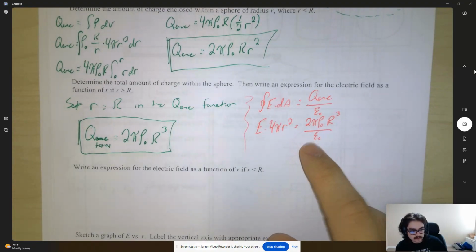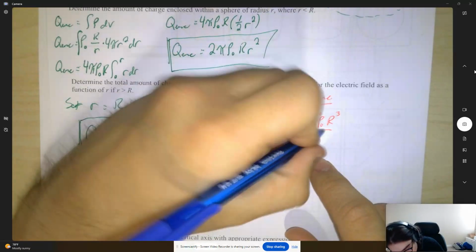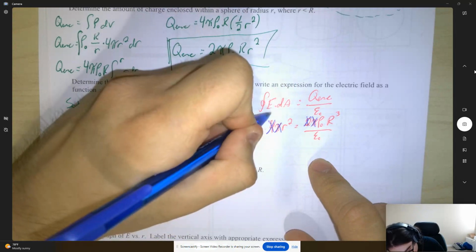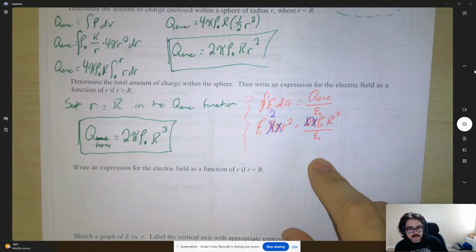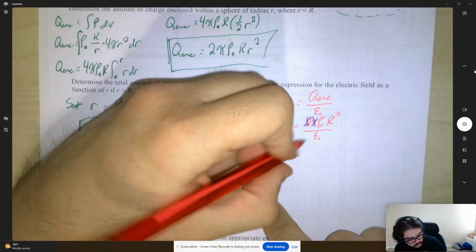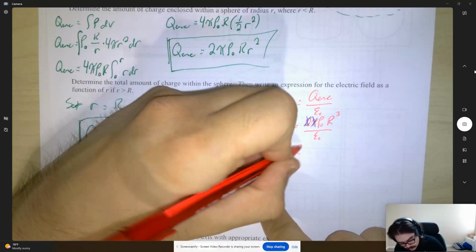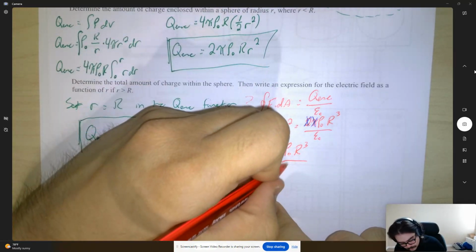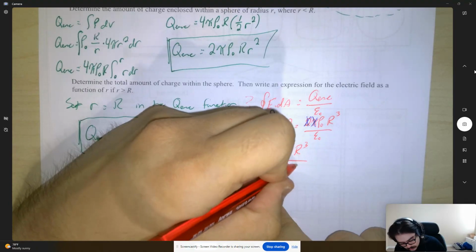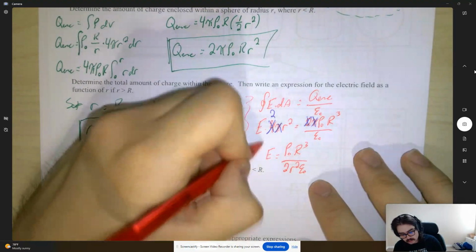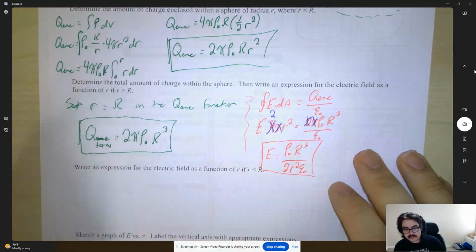And we can cancel out some stuff. The pi's cancel out, and we'll be left with a 2 on this side right here. And then when we divide it, we end up getting that the E field is equal to rho naught times r cubed over 2 little r squared times epsilon naught. So that should be our E field equation right there.